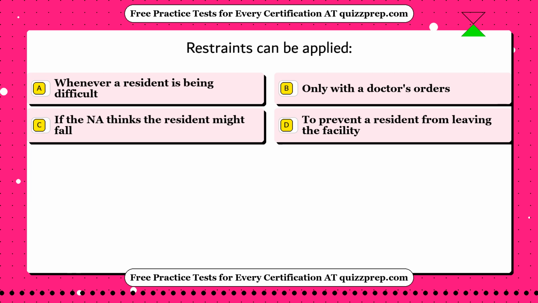Question 74. Restraints can be applied. Option A, whenever a resident is being difficult. Option B, only with a doctor's orders. Option C, if the NNAAP thinks the resident might fall. Option D, to prevent a resident from leaving the facility.